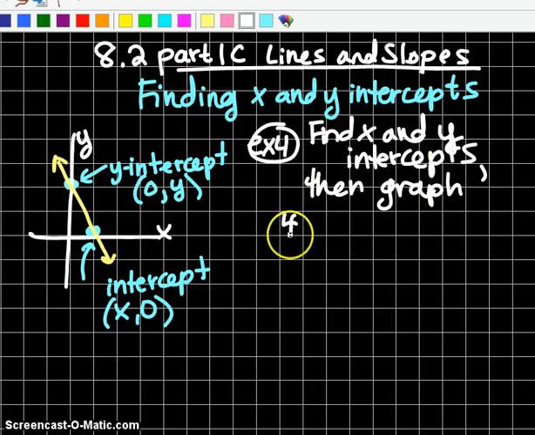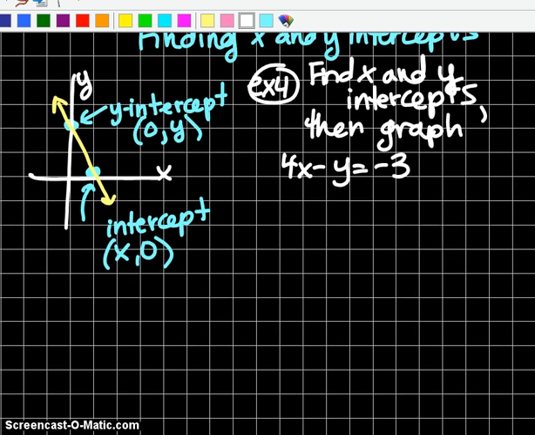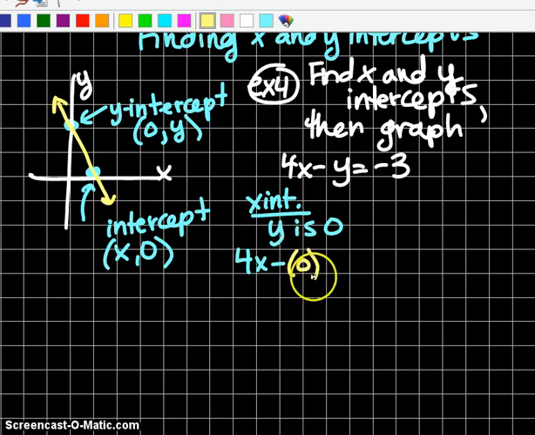Our example is 4x minus y equals -3, and we're going to start by finding the x and y intercepts. So the key piece of information we need to remember is that when you're finding an x-intercept, as stated here, the y value is 0. So what that means for us is we are going to plug into our equation 0 for y, and then I'm going to solve, and that will find my x-intercept value.